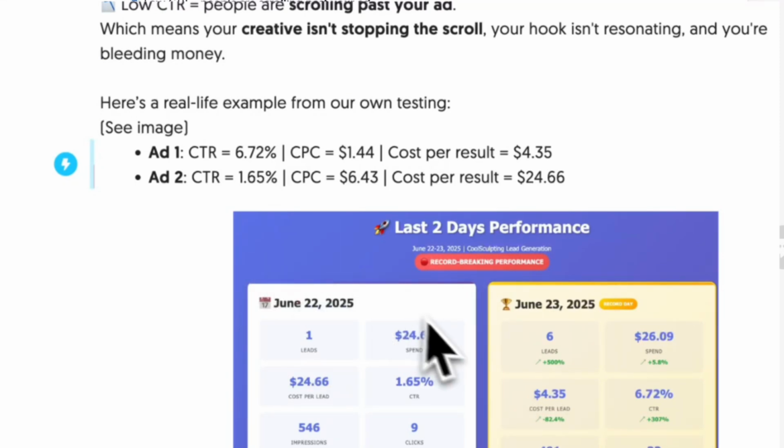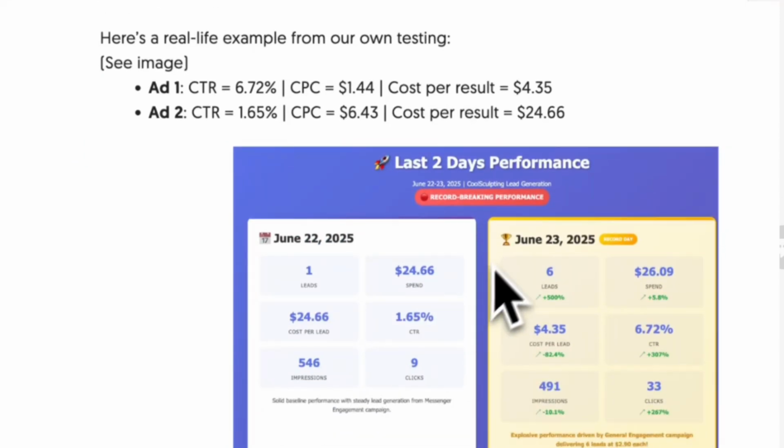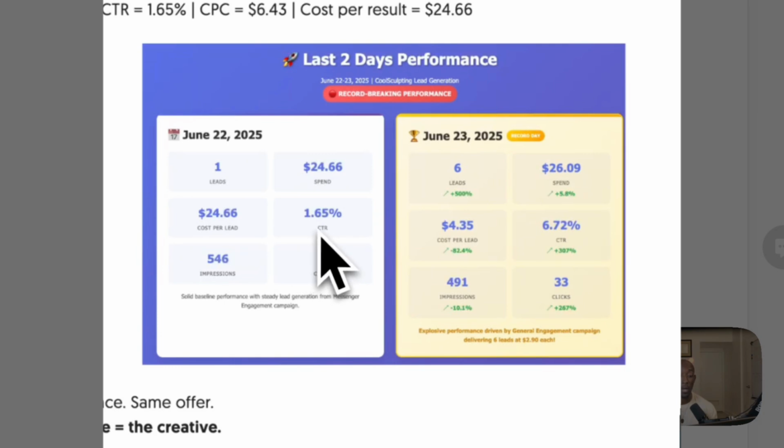So as you can see, this is a campaign. I literally launched this campaign yesterday. And as you can see, when we started, we had a click-through rate of about 1.65%. Cost per lead was about 24.66. And me personally, I'm not happy with that, even though it probably would have been okay. I made some modifications to the campaign, and the next day, as you can see, the click-through rate went all the way up to 6.72, and then the lead cost went down to 4.35.